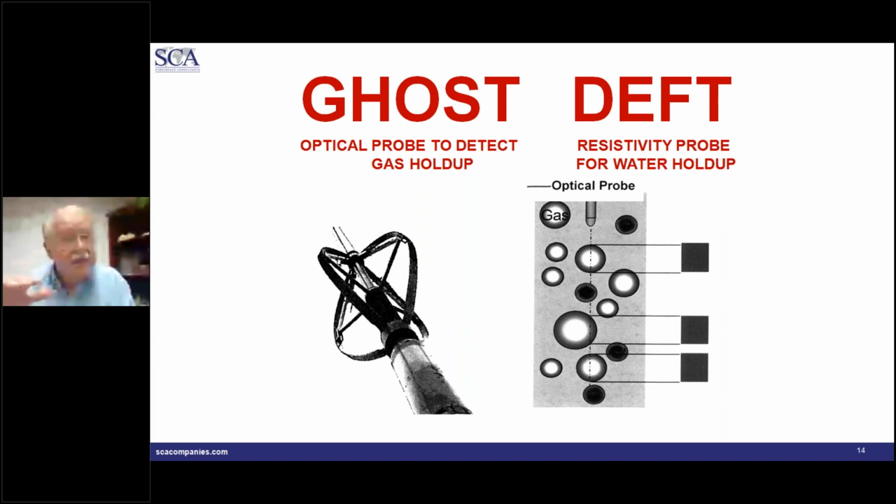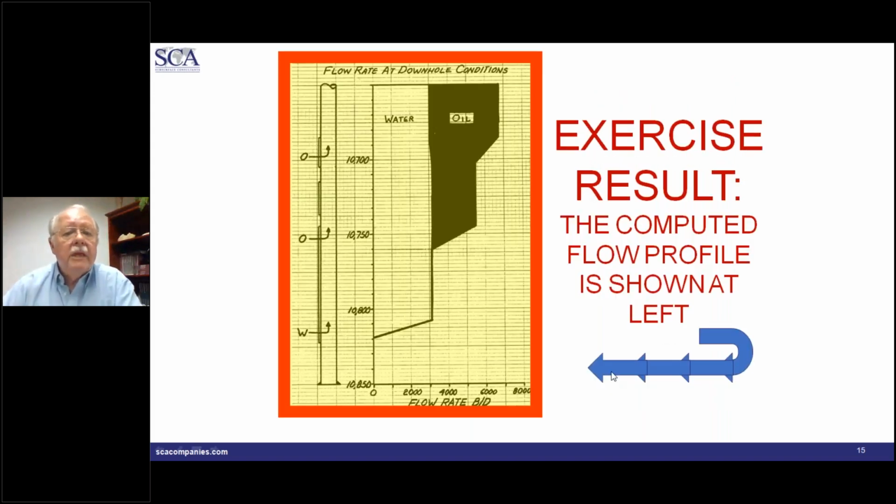So if you could flash freeze the fluid, the gas fraction would be the gas holdup, the oil fraction would be the oil holdup, and the water fraction would be the water holdup. Okay, when we look at the data now, look what we have.